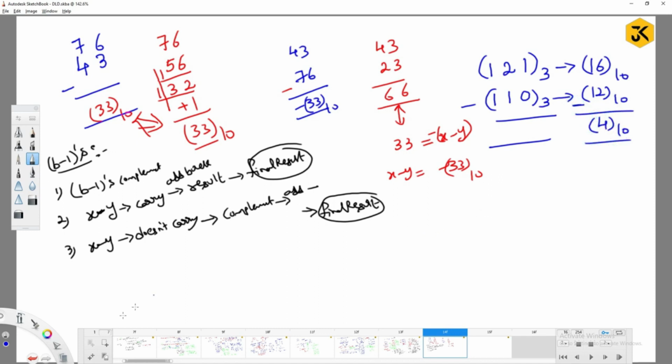So now try to do the same procedure we did. First, 121 as usual, and what about 110 in its complement form? You have to subtract from the maximum positive value. The maximum positive value is triple two, 222. From 222 you subtract 110, and you get 112.